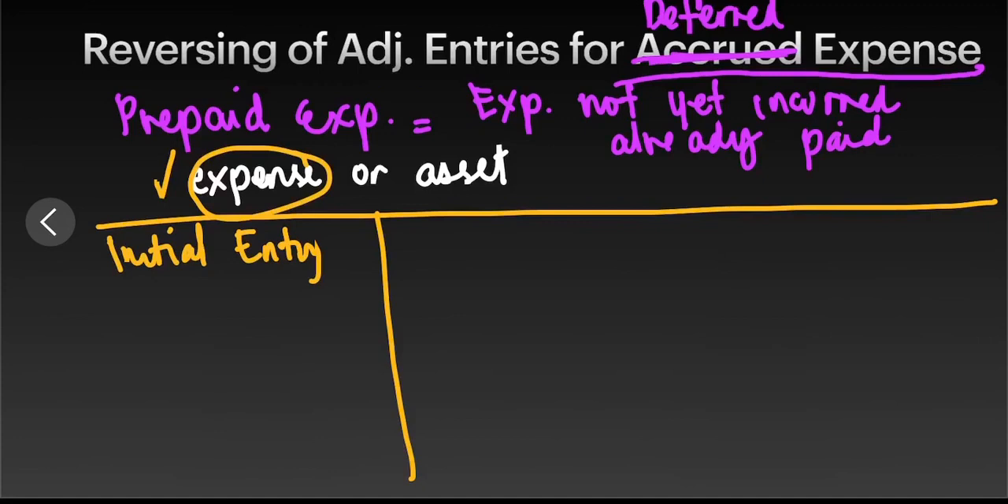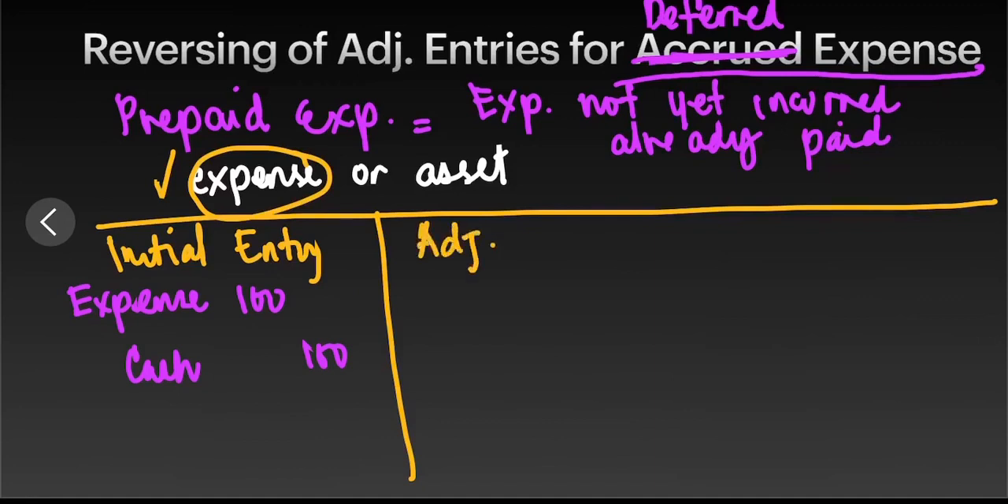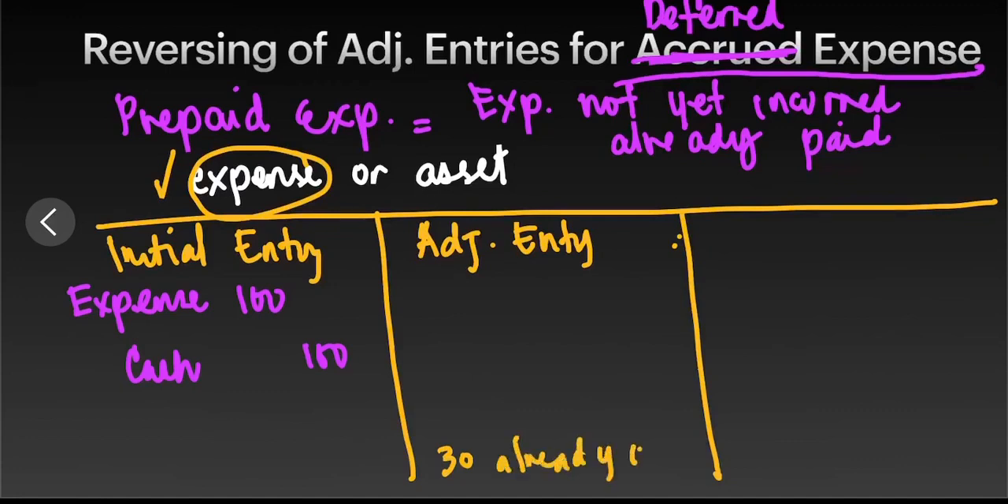So what will be your initial entry? Under the expense method, your initial entry is to debit an expense account, let us say 100, and a credit to cash because you already paid it. On December 31 or the end of the accounting period, let us say 30 pesos is already incurred. Therefore, 70 is not yet incurred. Therefore, 70 is to be deferred.